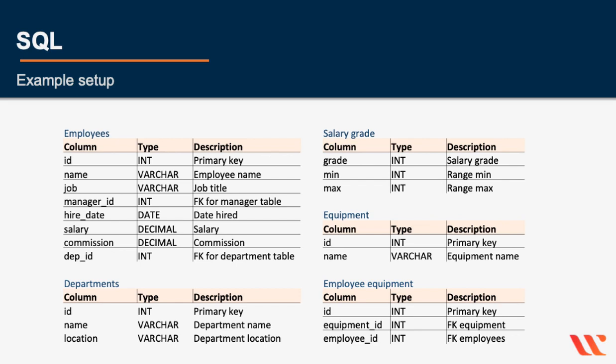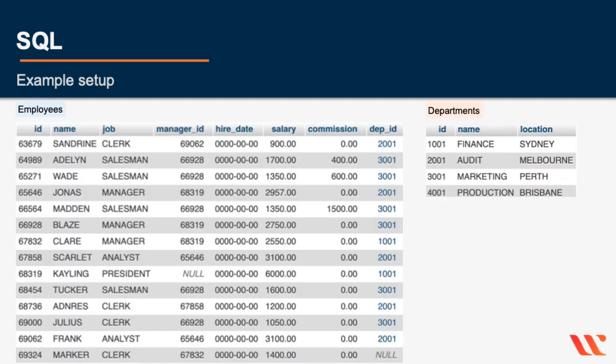And the departments table has a primary key, the department name, and the department location. So this is the data that we'll be working with as well. So this is the employees table, and this is the departments table. Setting up the database system, setting up the database, and setting up these tables and loading this data are all part of the first demo, which you can follow in.